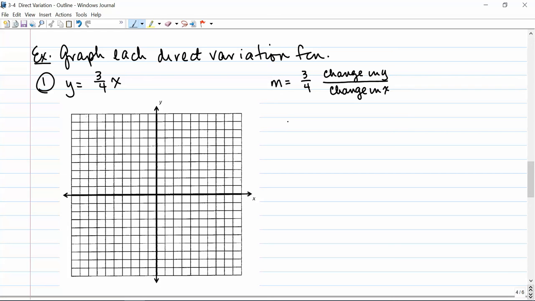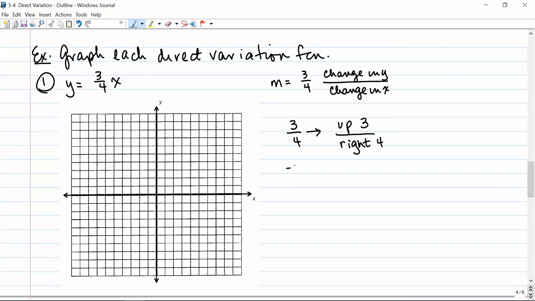So a slope of 3/4 means that we go up 3, because the 3 is positive, and that's the y direction, up, down. And the 4 means that we go right 4, because the 4 is positive, we're going to go to the right 4 spaces, in the x direction, that is.